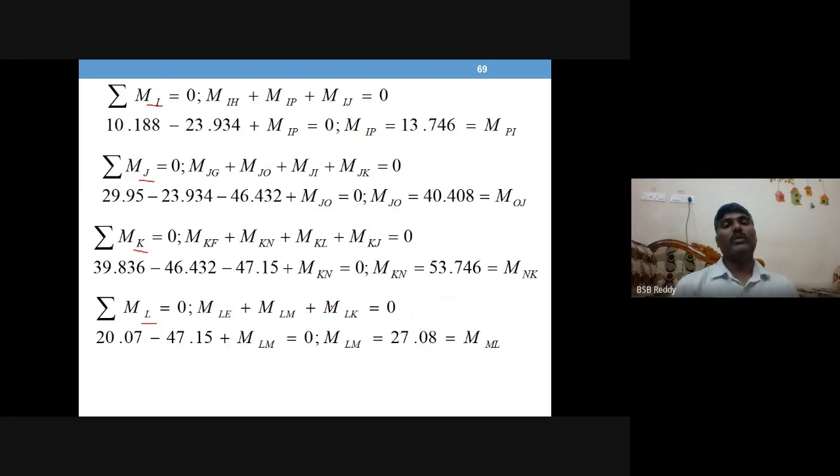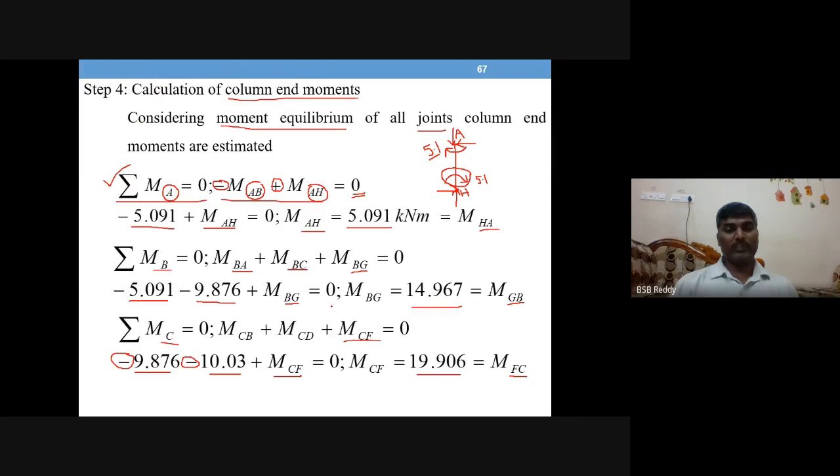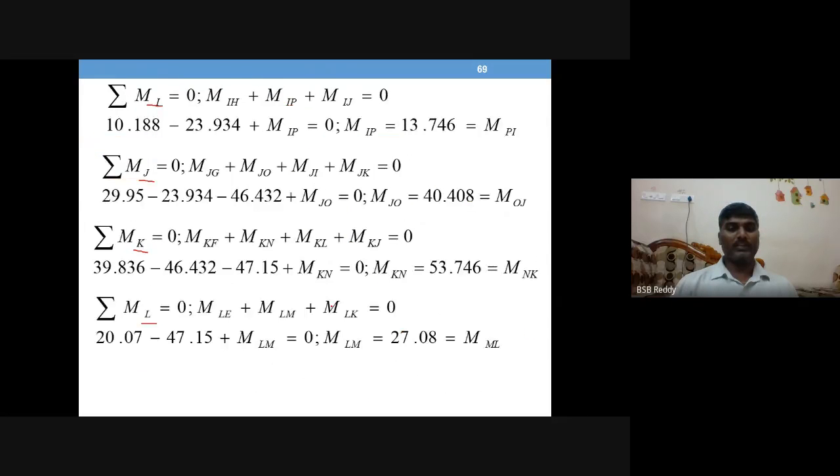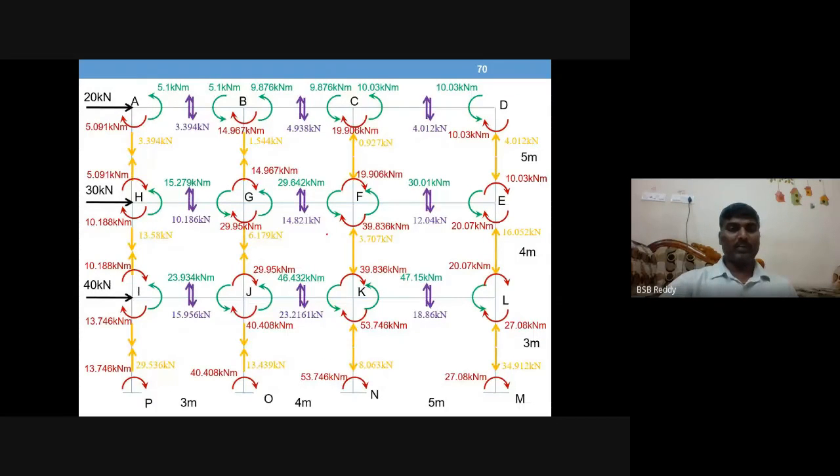You only have to understand that the joint moment equilibrium equations are to be written. Then you expand the equation with the members available at that joint and substitute the known values, that means all beam values are known to you, right? Substitute them along with the sign, clockwise positive, anti-clockwise negative. So that is the step 4 calculation, and let us see the solution drawn after this step 4 calculation.